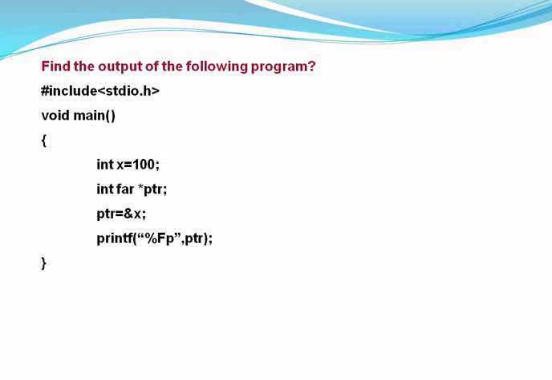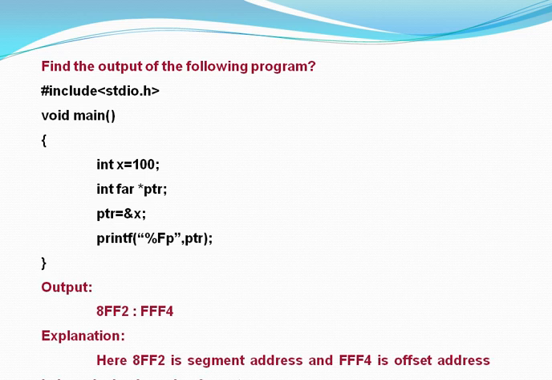So find the output of the following program. So here we are having one integer variable x is equals to 100, int far star ptr, and ptr is equals to address of x. Now we are printing the value by using percentage capital FP then ptr. So by using percentage FP you can print the full address with the segment number and offset number. So what is the result? So we are having result 8 ff2 colon sign ff4. So here 8 ff2 is segment address and ff4 is offset address in hexadecimal number format.